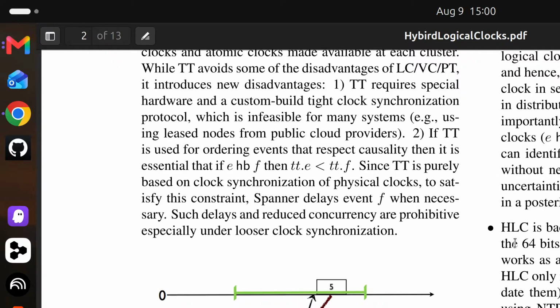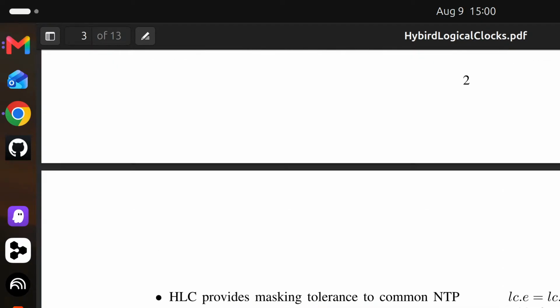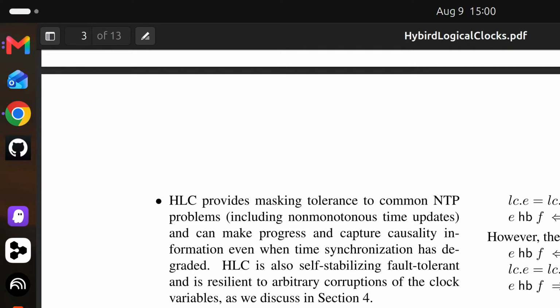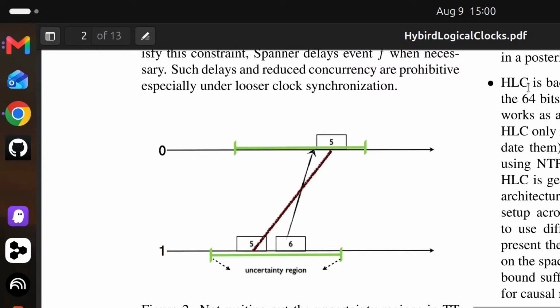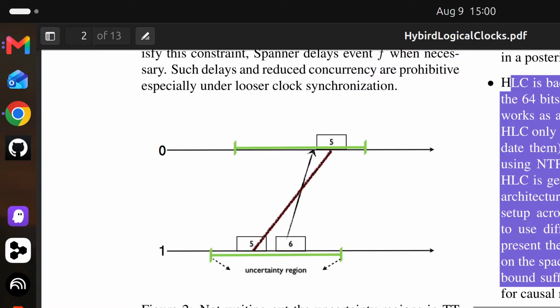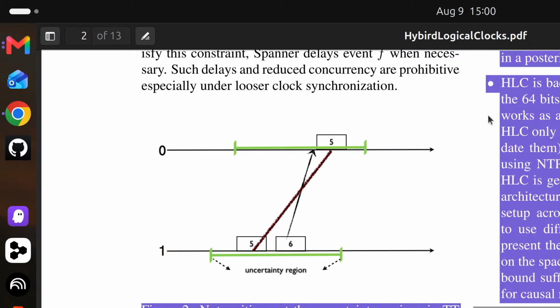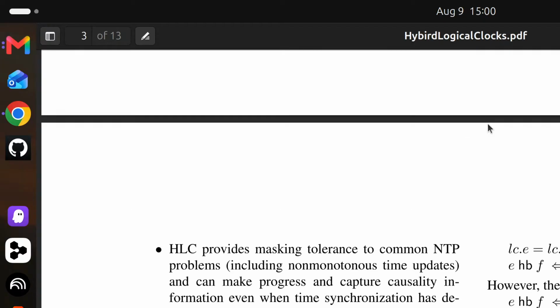Okay, and we already read it till here, I think. Here, right? HLC is backward compatible with... okay, right? Then we are here.